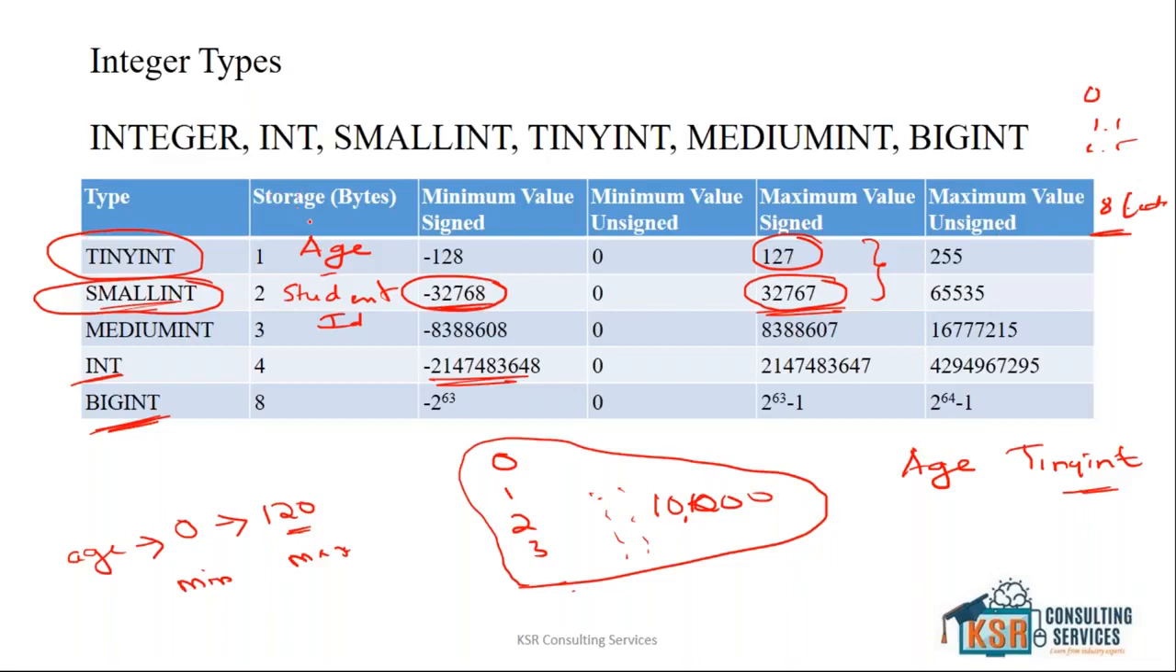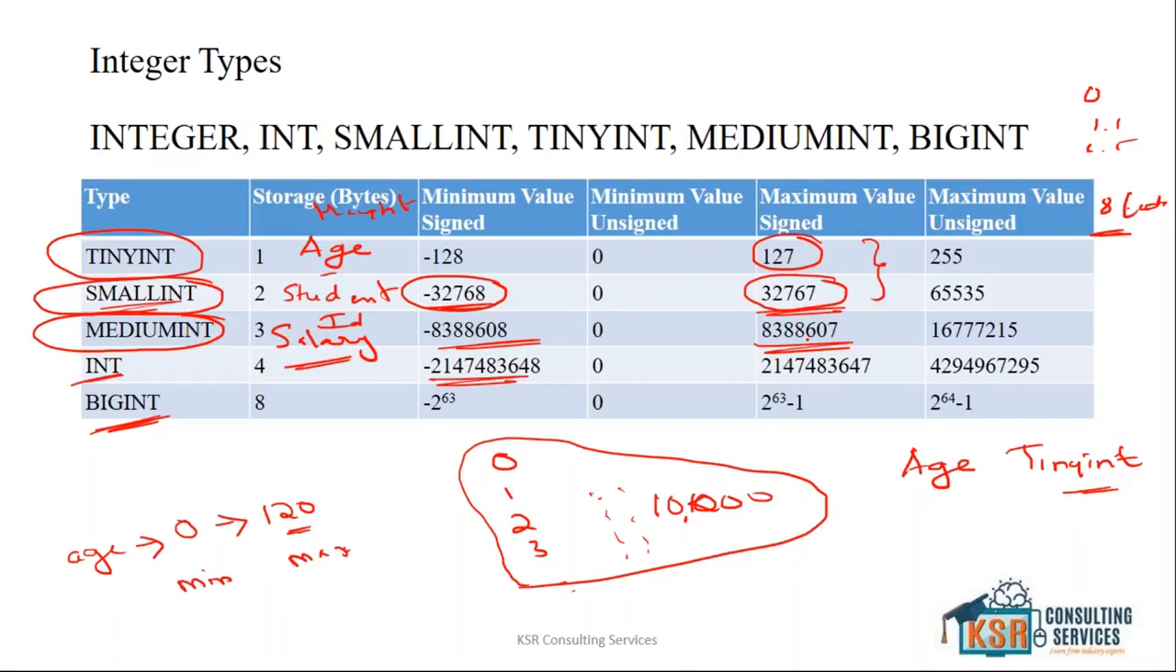I can use age, height, something like that. Okay, come for medium int. Any example? Salary. Yes, very good example. Salary, we can give a very good example.